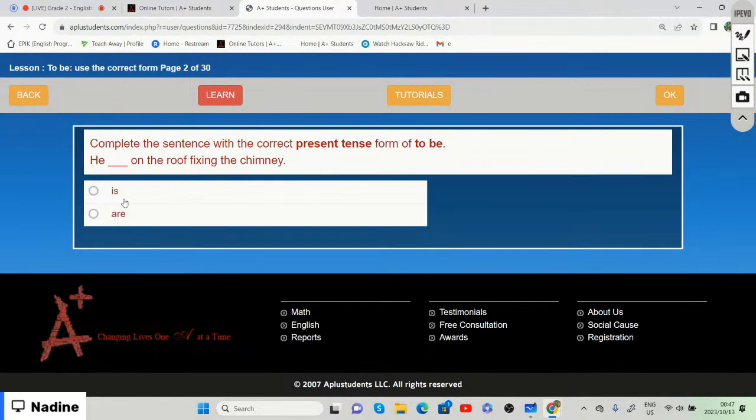He, do we say he is on the roof fixing the chimney? This is in the present tense. Or he are on the roof fixing the chimney. So if it's he, referring to one person, we say it is.